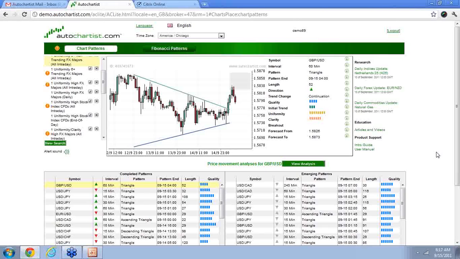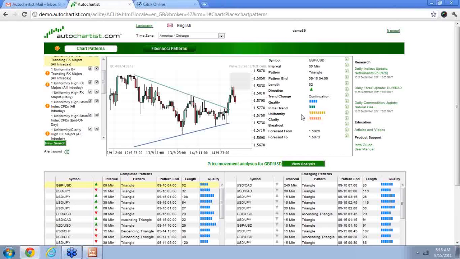Now again, working with uniformity, you have to realize that with AutoChartist, when you look at these indicators here, the initial trend has to do with how the market is behaving going into the beginning of the pattern, while the breakout has to do with what the pattern is rated on a particular breakout. So the initial trend and the breakout are paired together. Okay, we've covered that at a previous webinar.